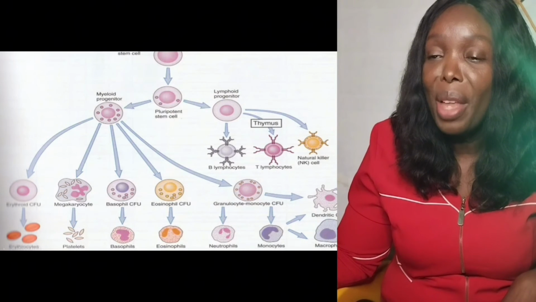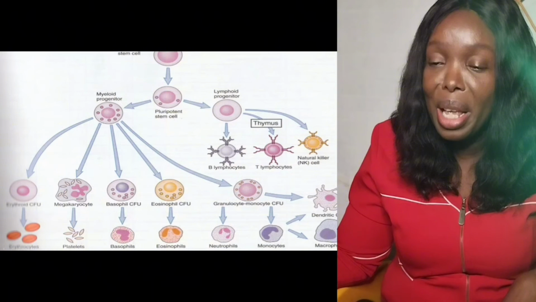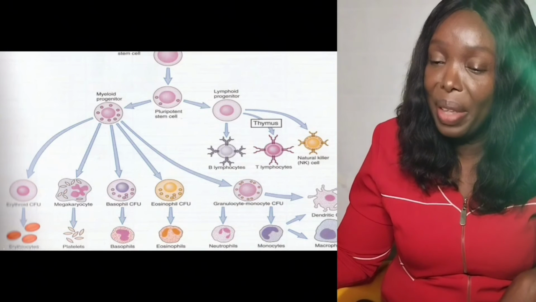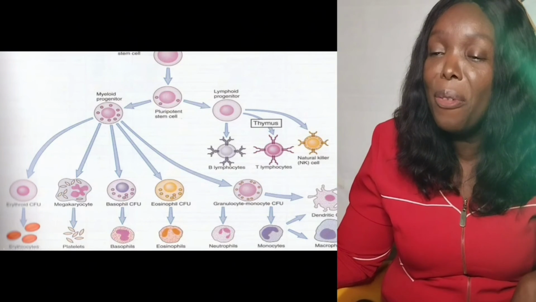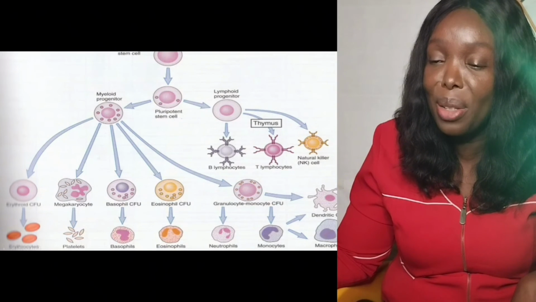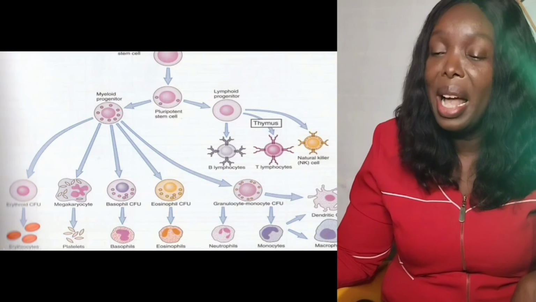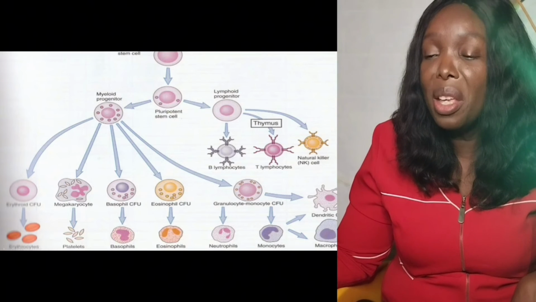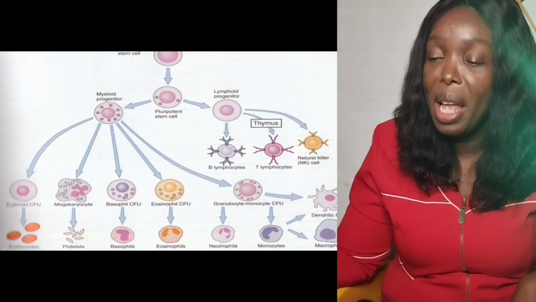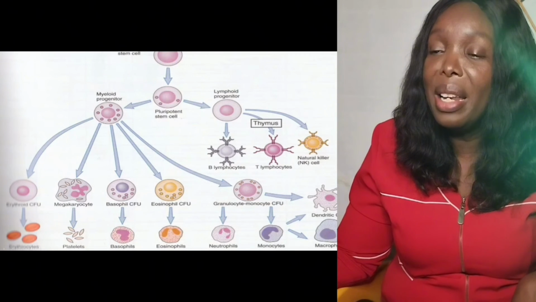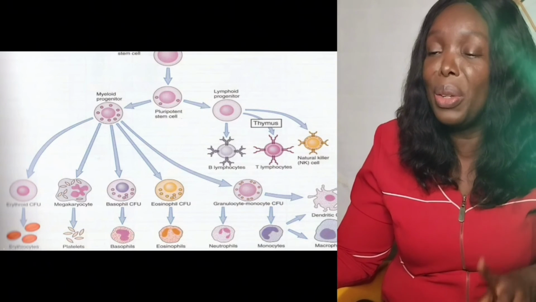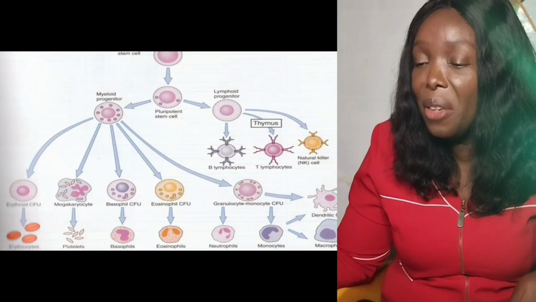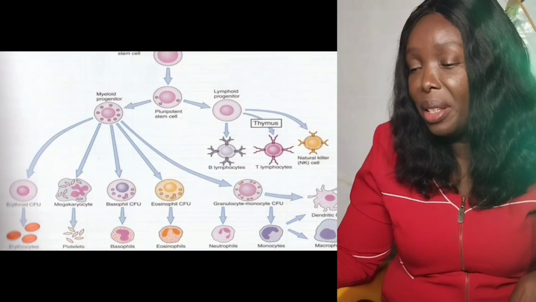We also have the myeloid progenitor cell giving rise to what? Megakaryocyte, which undergoes some processes to get to what? Platelets. We have the myeloid progenitor cell giving rise to basophil colony forming unit, which ends up forming basophils. We have the myeloid progenitor cell giving rise to eosinophil colony forming unit, and then we have eosinophil. And from the same myeloid progenitor cells, we have the granulocyte, monocyte colony forming unit, which gives rise to neutrophils, macrophages.